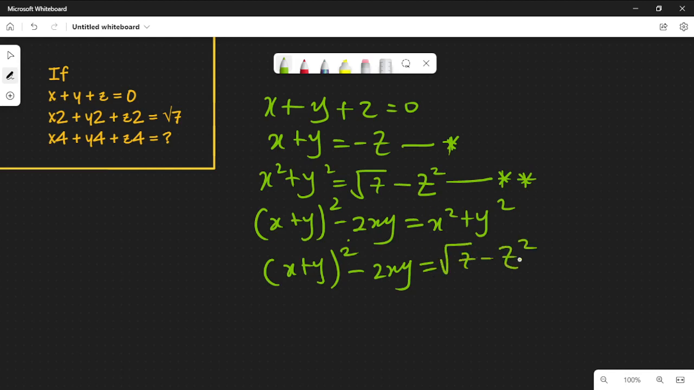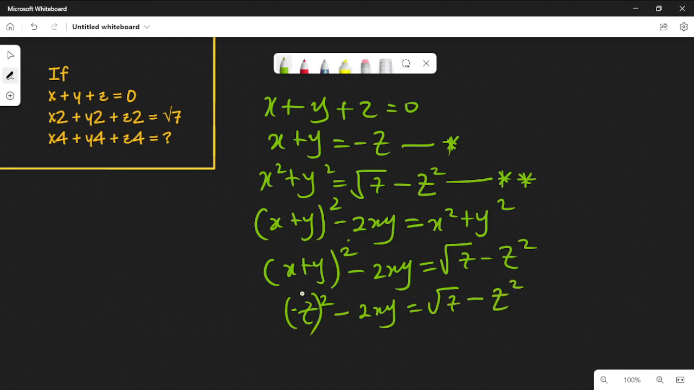So if you look at this now, what's the next thing I want to do here? The next thing I want to do is to substitute for x plus y, which is negative z, squared. You can see that in equation star. So x plus y is negative z, squared. Can you see that? Then minus 2xy equal the square root of 7 minus z squared.